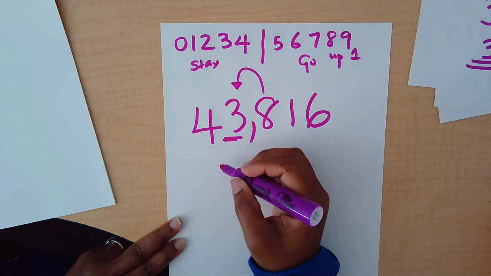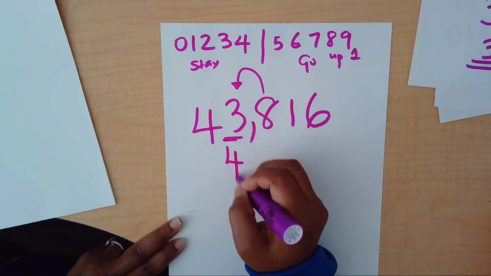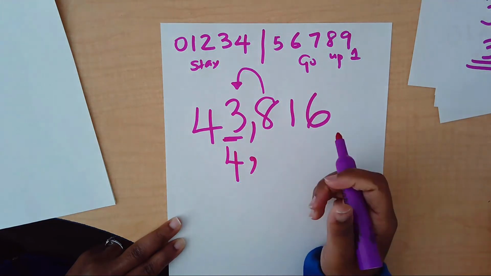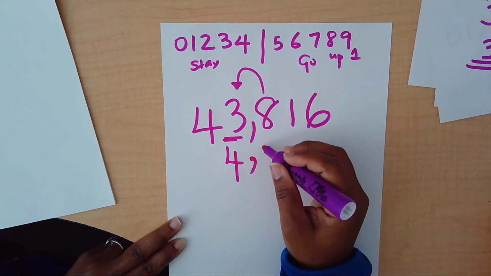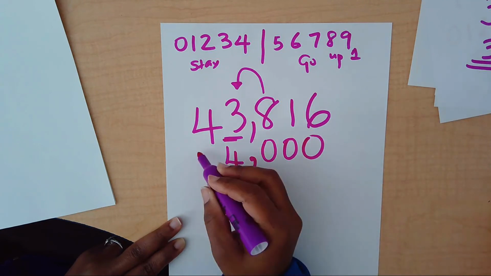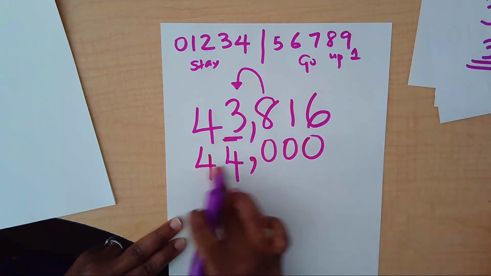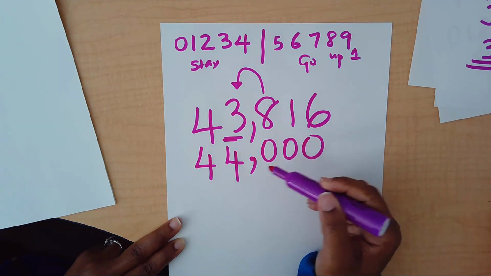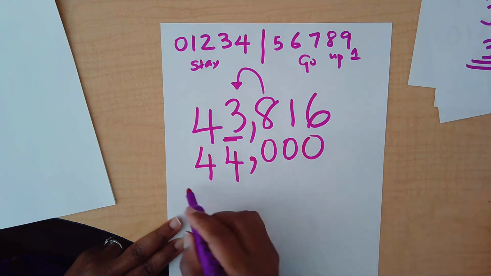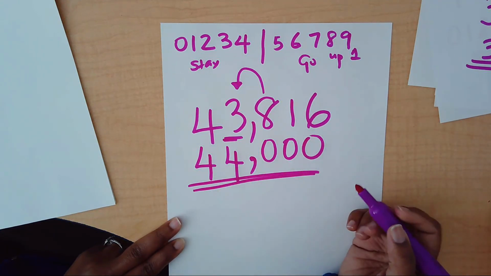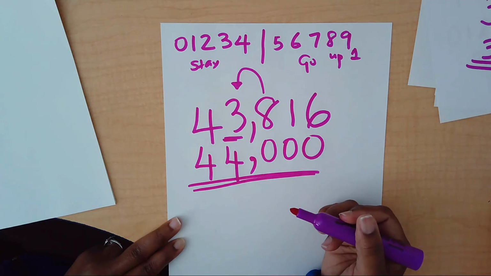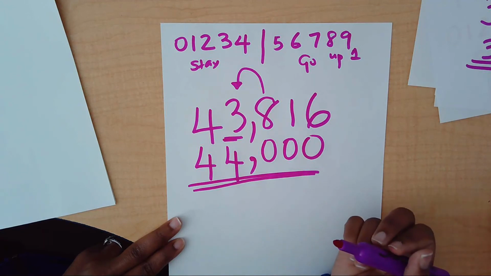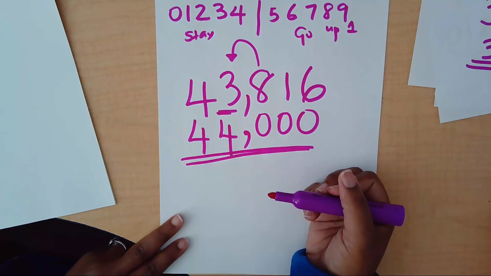What happens when 3 goes up by 1? It becomes a 4. We put our comma back, and what happens to all the other numbers after the number that was underlined? They become zeros. We have to bring this down because this number and this number must be very close, which is why we round. It's now much easier to work with 44,000 than 43,816. This makes it easier. So we have rounded this number to the nearest thousand, and we got 44,000 as our answer.